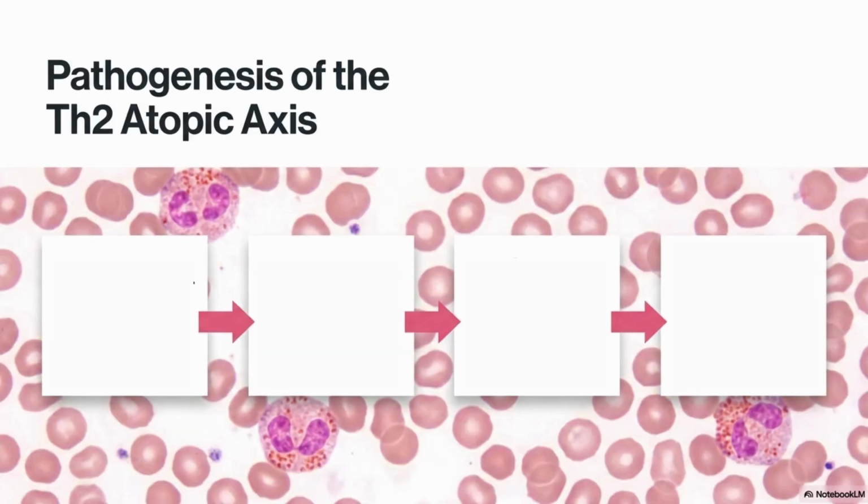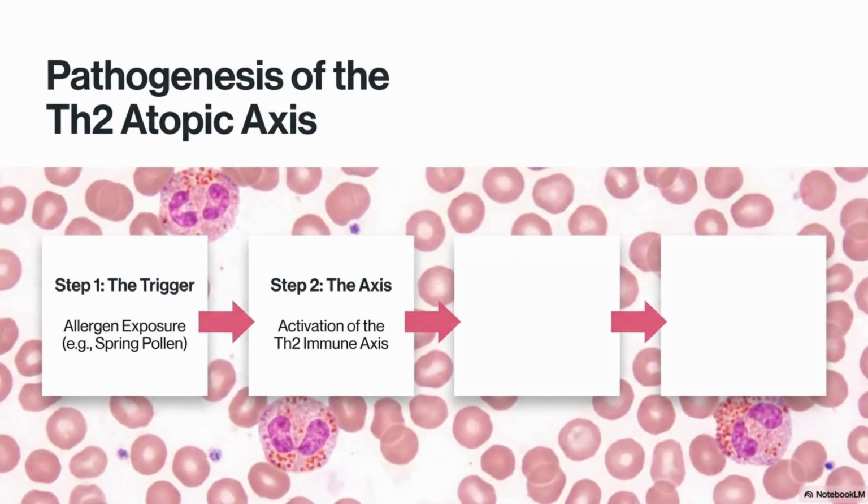Let's zoom in on that majority group and look at the pathogenesis of the Th2 atopic axis. How does this happen at a cellular level? It happens in 4 steps. Step 1, the trigger. It begins with allergen exposure such as the spring pollen in our patient's case. Step 2, the axis. That allergen causes the activation of the Th2 immune axis. Step 3, the mechanism. This activation drives a classic type 1 hypersensitivity reaction.